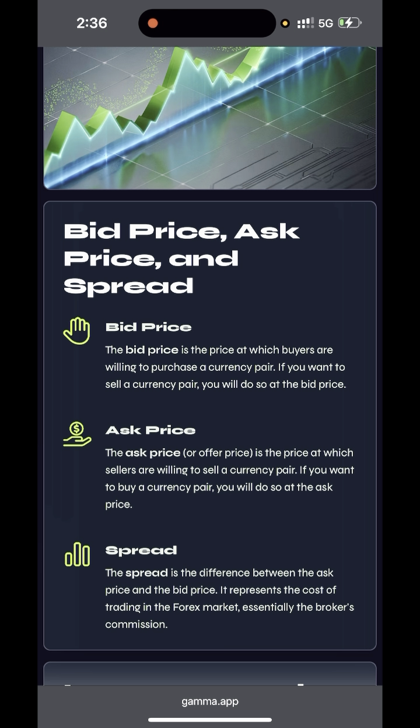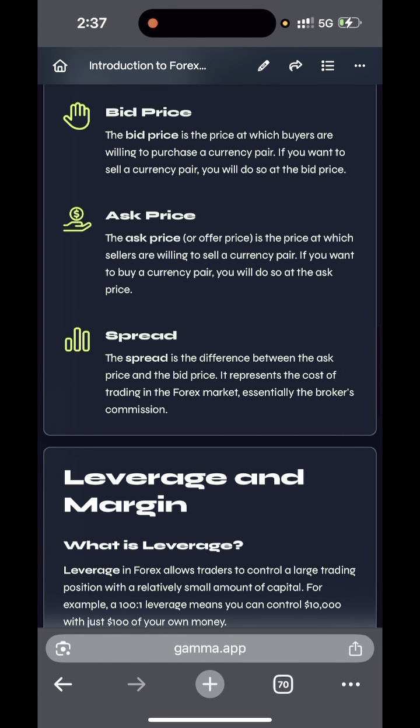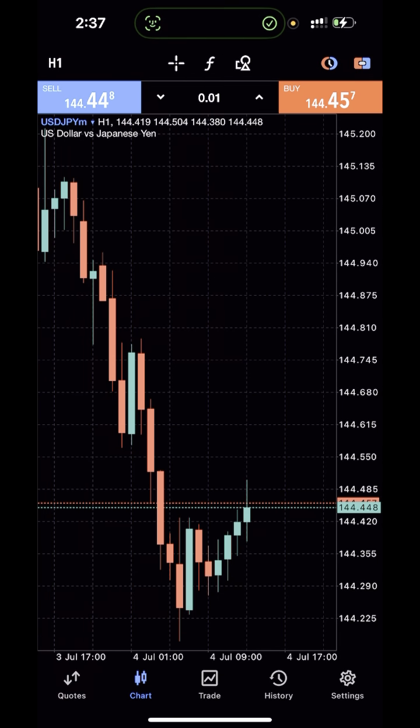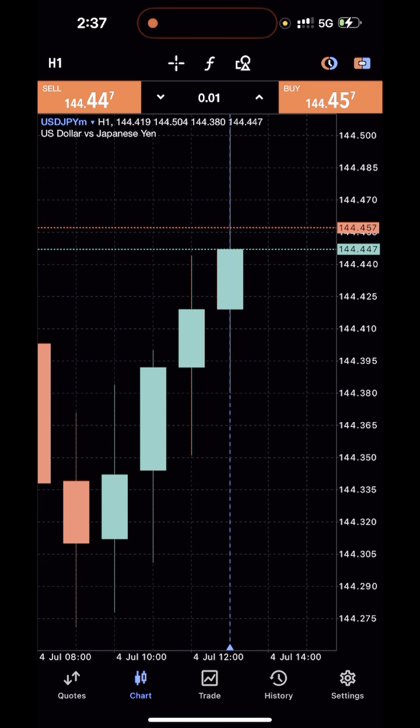So the ask price or the offer price is the price at which sellers are willing to sell a currency pair. If you want to buy a currency pair, you do so at the ask price. And the spread is basically the difference between the ask price and the bid price. It represents the cost of trading in the forex market, essentially the broker commission. So let me show you something. Now you see this green thing, see this red.